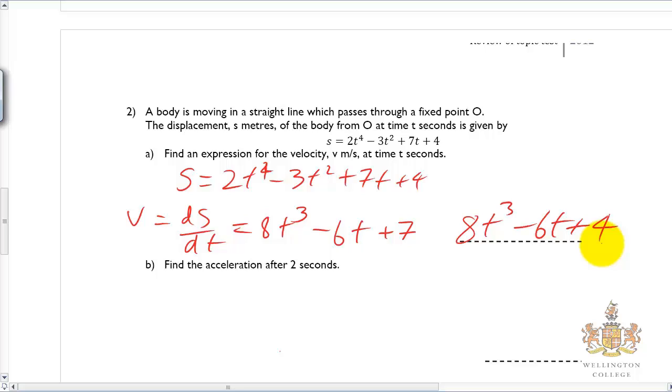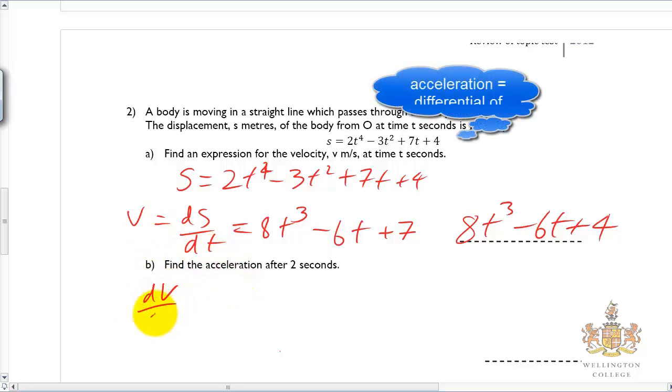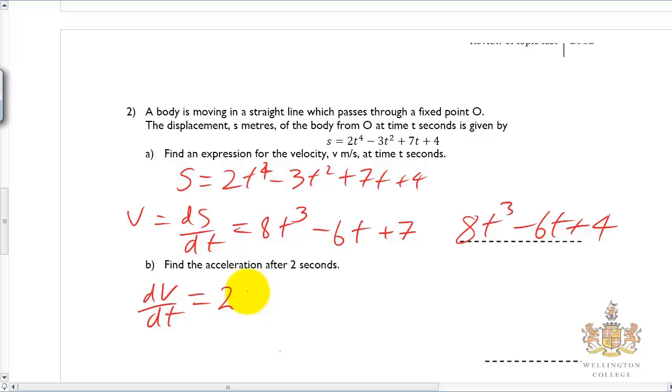Find the acceleration after 2 seconds. Right, v equals ds by dt. The acceleration is actually equal to the rate of change of the velocity, dv by dt. So we differentiate again. Times by the power. 8 times 3 is 24. Take 1 off the power, gives you t squared. And minus 6t just becomes minus 6. And remember, adding a number or taking away a number makes no difference to gradient.